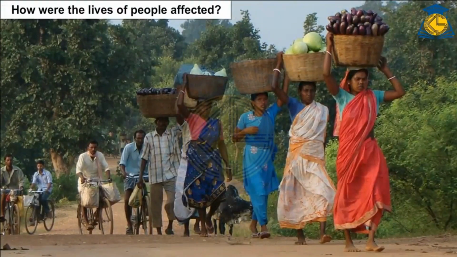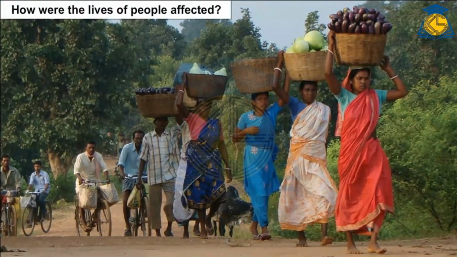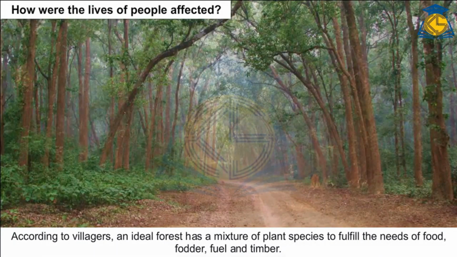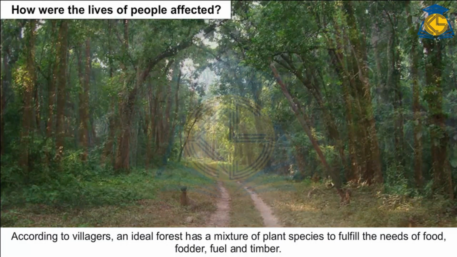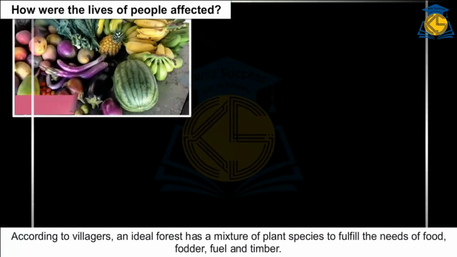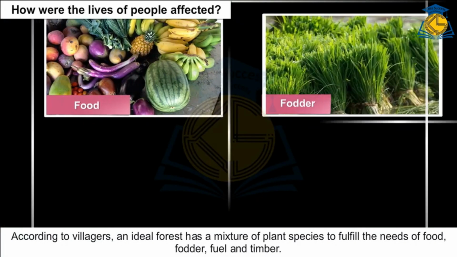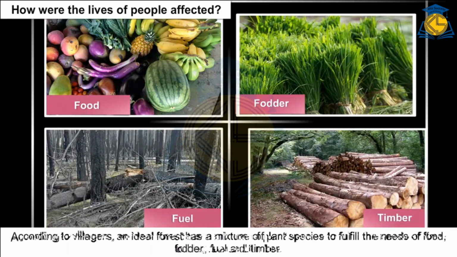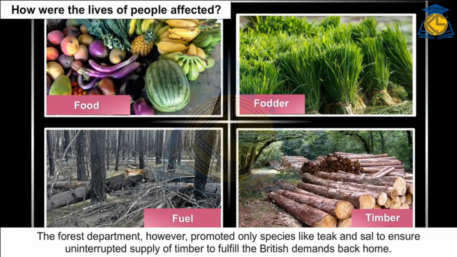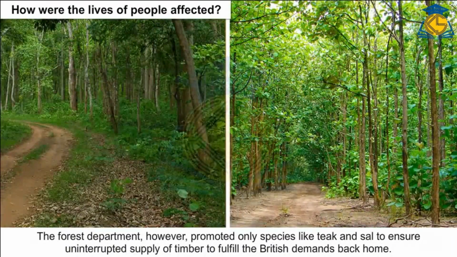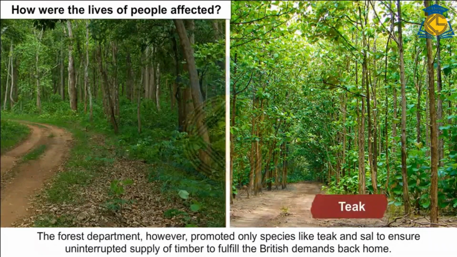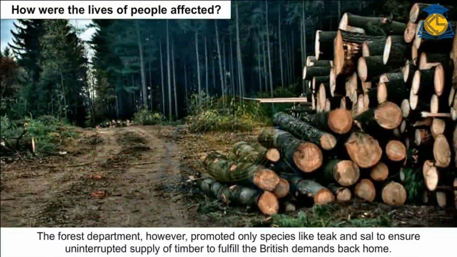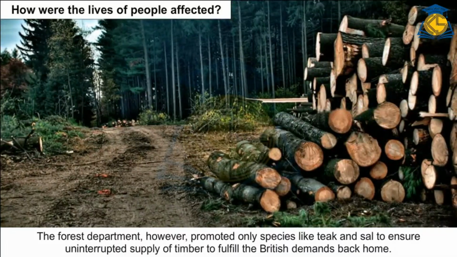How were the lives of people affected? According to villagers, an ideal forest has a mixture of plant species to fulfill the needs of food, fodder, fuel, and timber. The forest department, however, promoted only species like teak and sal to ensure uninterrupted supply of timber to fulfill the British demands back home.